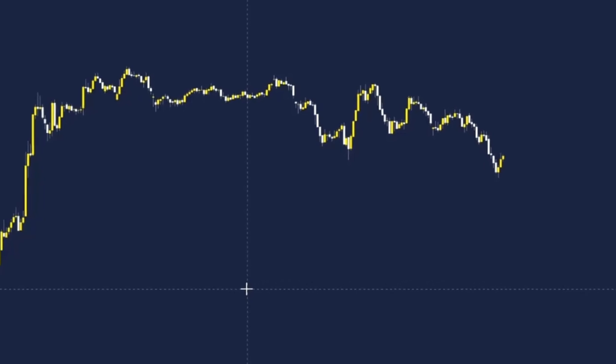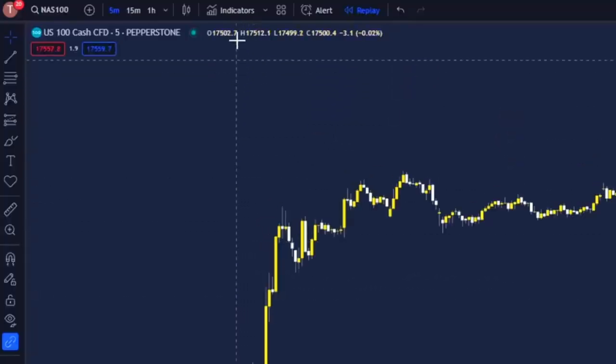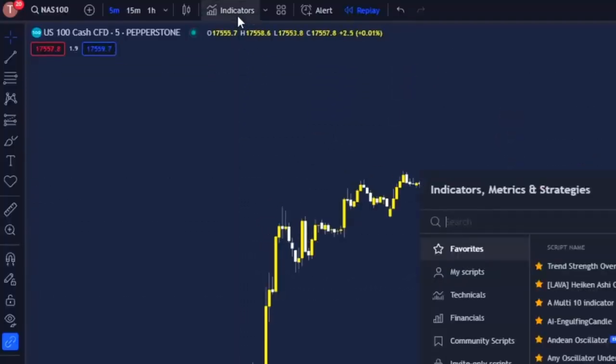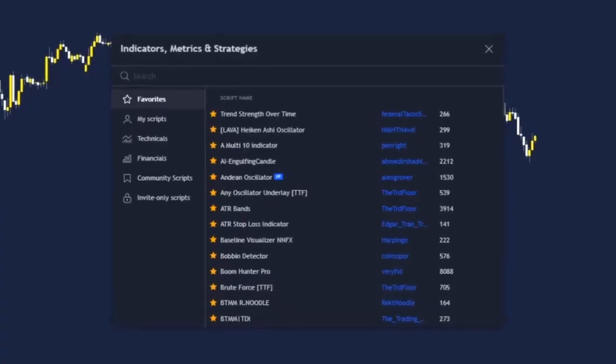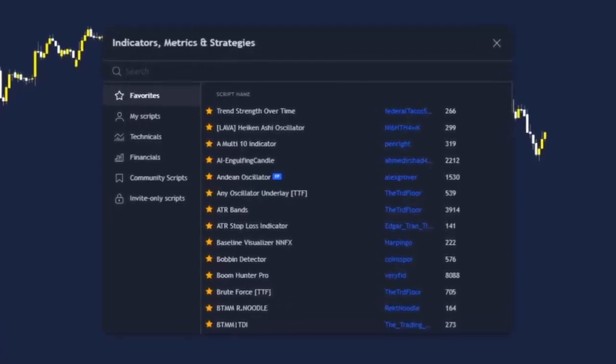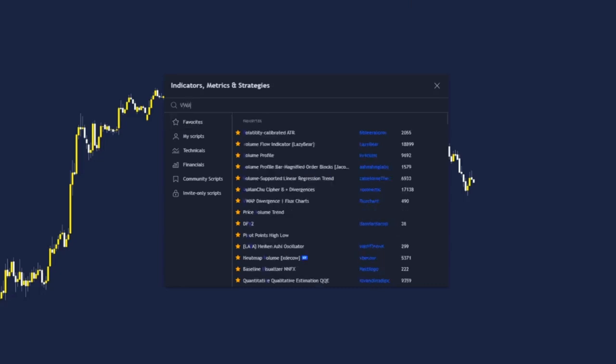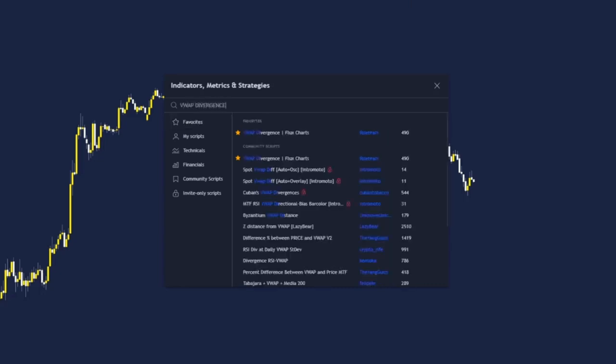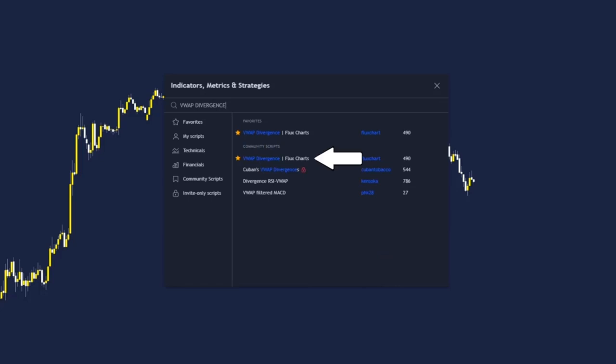So step one for this is to make sure you're on TradingView. From here, click on the indicators tab at the top left of the screen. This is where we will be finding both indicators we are using today. For the first indicator, type in VWAP divergence, and it's this free VWAP indicator here by Flux Charts.